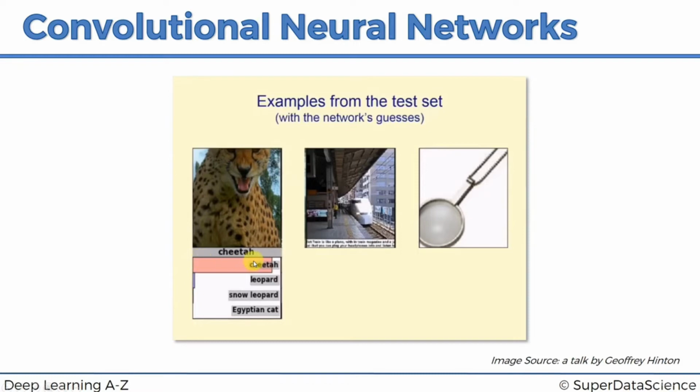But for now, it's pretty intuitive, right? So it's a cheetah in reality, and the neural network guessed right. It said with a high probability, about 95, 99%, it's a cheetah.